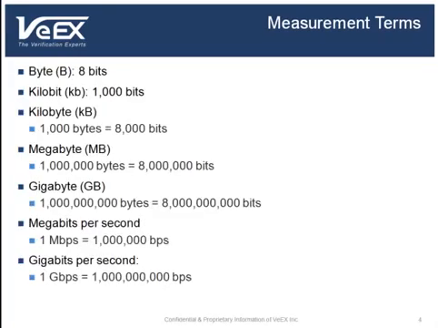Here is a summary of the previously mentioned measurement units and their relationships to each other. A higher bandwidth is more conveniently expressed in megabits per second, which are millions of bits per second, or in gigabits per second, which are billions of bits per second.